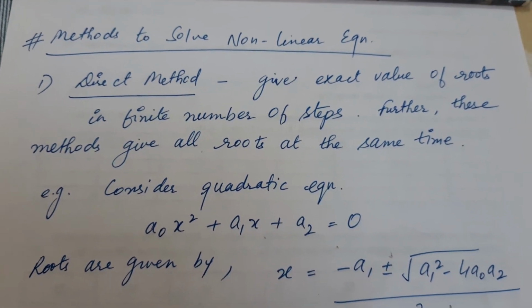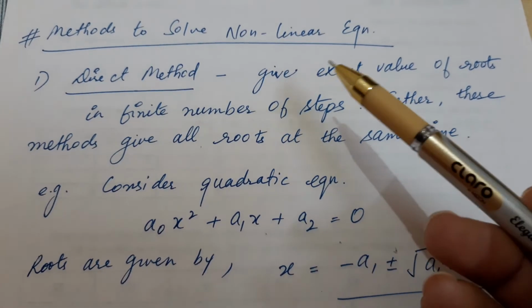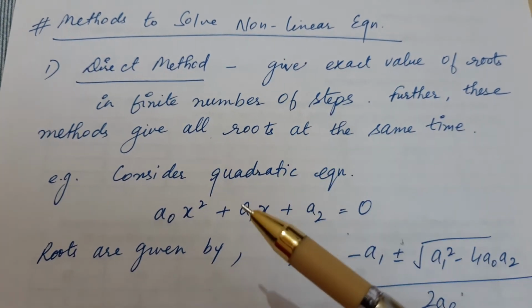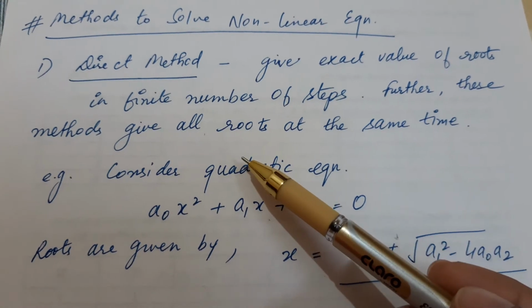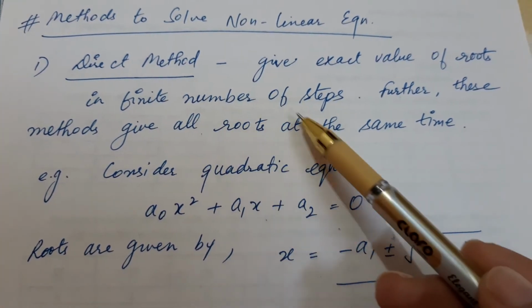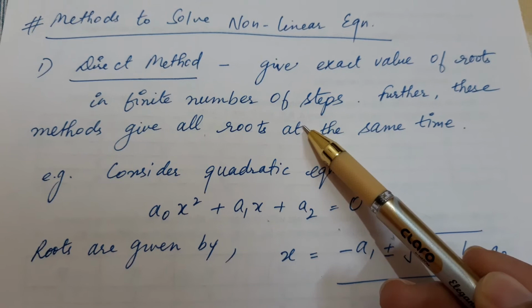Now the next thing is, there are methods to solve non-linear equations. Basically there are two methods, direct and indirect. The direct method gives the exact value of roots in a finite number of steps.